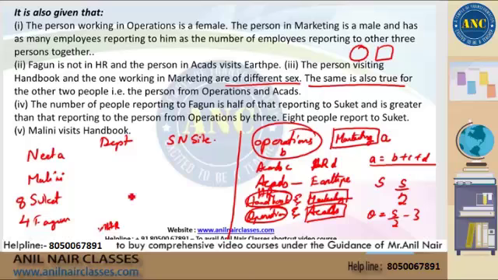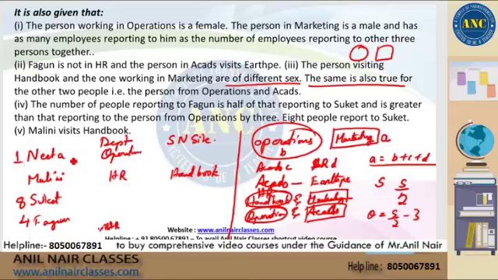Malini visits the handbook, and we know the handbook must be HR. So department HR, right? And she's definitely visiting the website or handbook. So Malini cannot be the person in operations, because Fagun is 3 more than operations. Suket cannot be the person in operations either, because if Suket is in operations, Fagun is less than Suket. So the only person left is Nita. Okay, operations must be Nita.